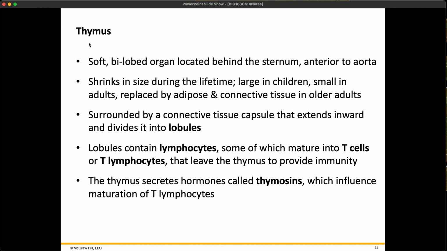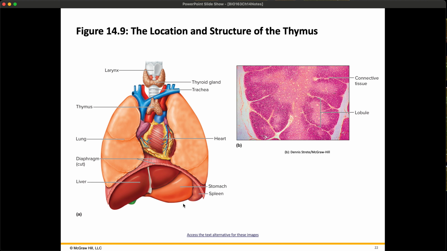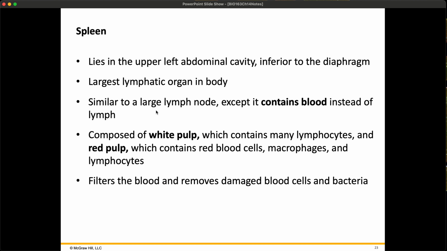So the thymus, that's where the T comes from. T cells are immune cells, lymphocytes that have been matured in the thymus. The thymus also secretes thymosins that influence the maturation of those T lymphocytes. There you can see where the thymus sits, just superior and anterior to the heart.